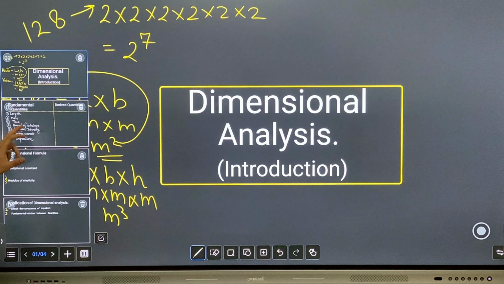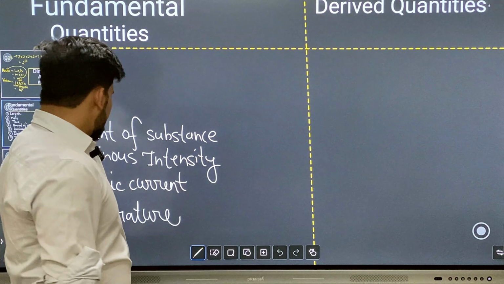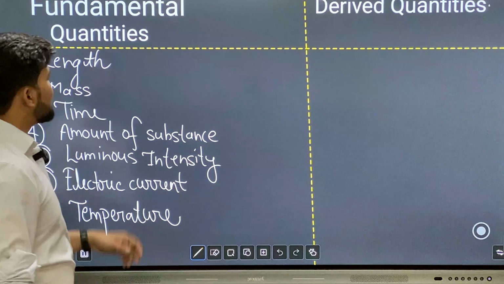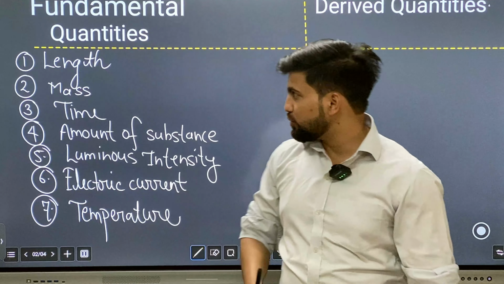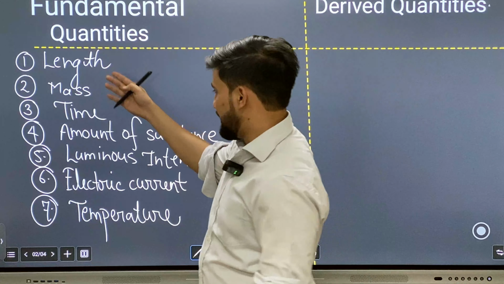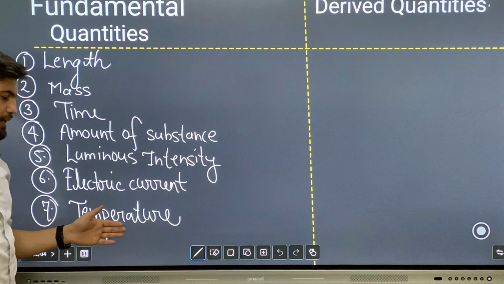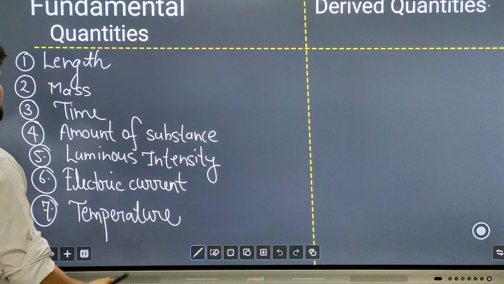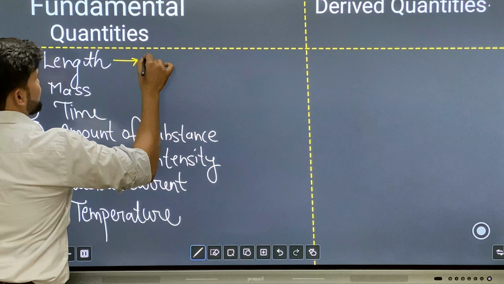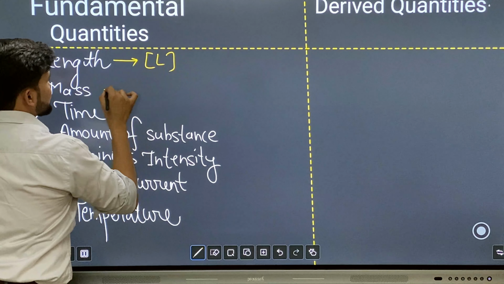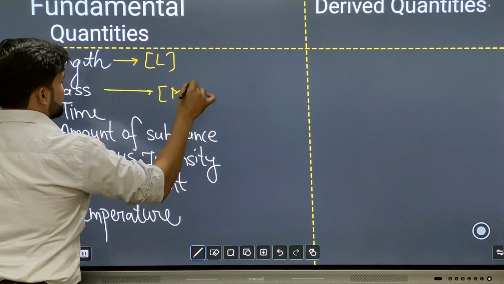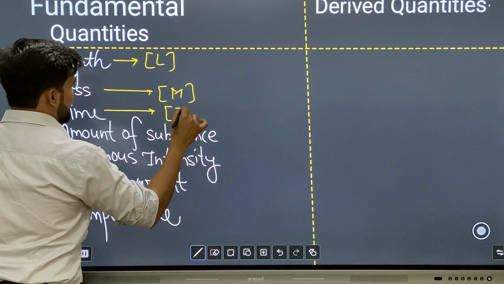सो if we are going to talk about fundamental quantities, you had already learned in your previous classes that there are 7 fundamental quantities. They are: length, mass, time, amount of substance, luminous intensity, electric current, and temperature. In physics, it is abbreviated as: length is represented as L, mass as capital M, time as capital T.